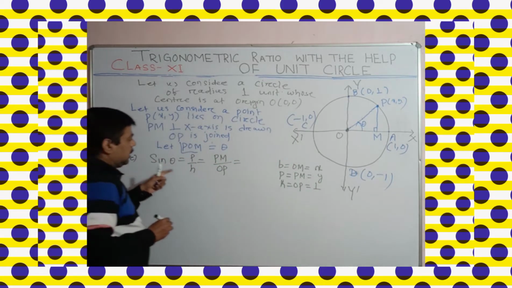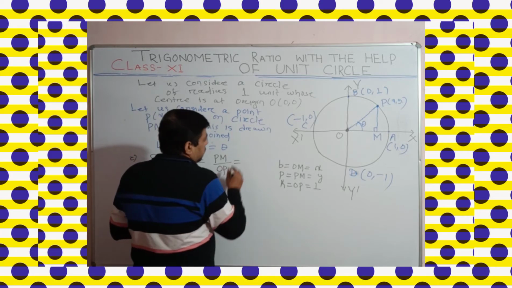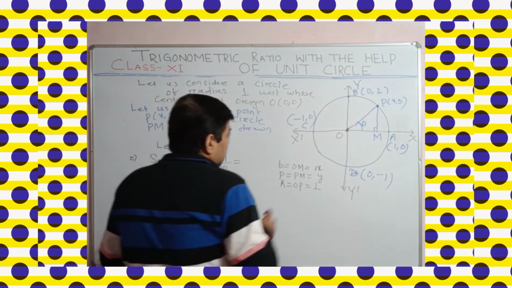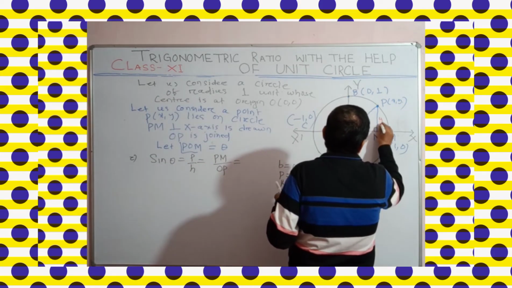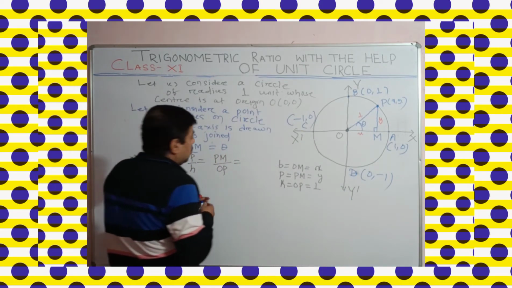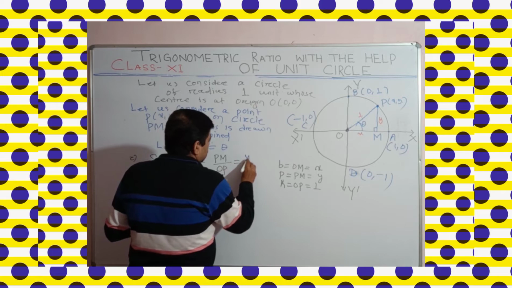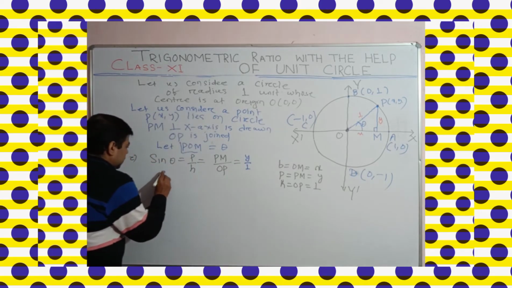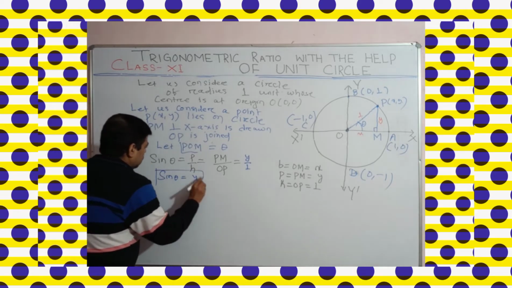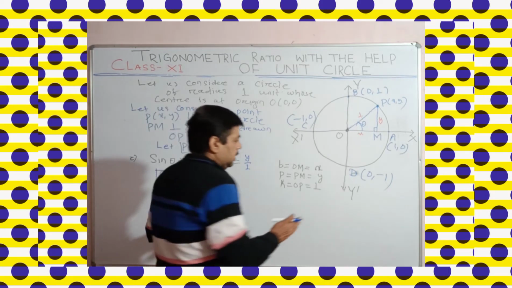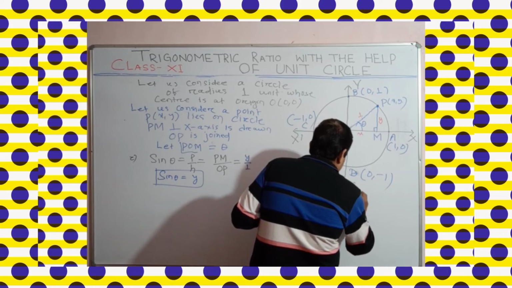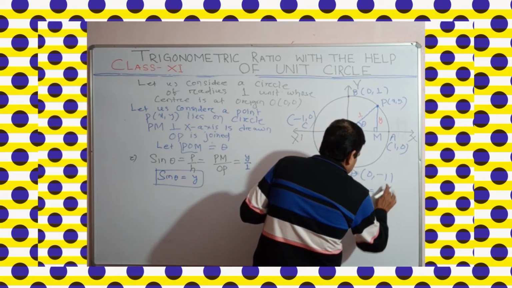So sine theta is equal to PM by OP. This value is x, this value is y, and this value is 1. So PM is y, and sine theta is equal to y by 1. So we got the first result: sine theta is equal to y.